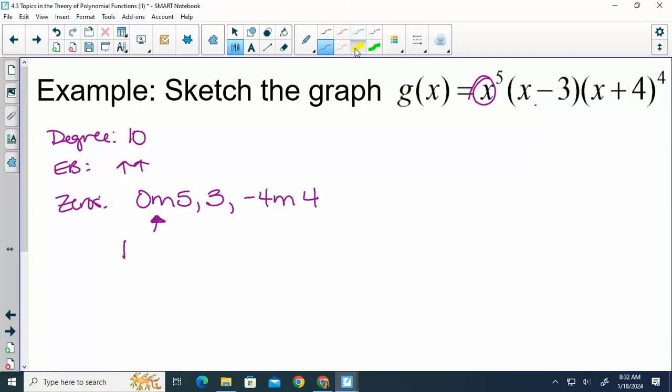You look at the multiplicity. 5 is odd, so odd goes through. 3 is a multiplicity of 1, so it will. Negative 4, the multiplicity is 4, so that will bounce. Y-intercept. If you plug in 0 for all of your x's, what do you get out? Times 0 to the 5th, which is 0.